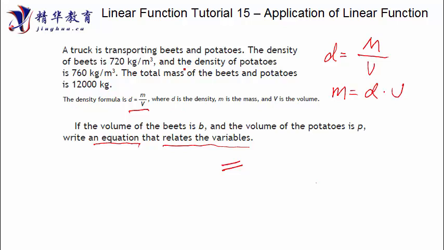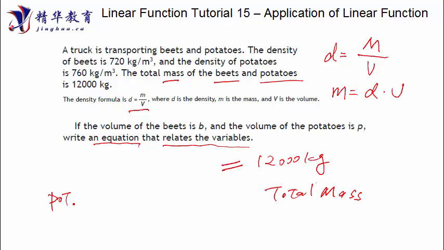So we know the total mass of beet and potatoes is going to equal 12,000 kilograms. That means 12,000 kilograms will be the total mass. What do we need? We need the potato mass plus the beet mass. If we have these, then we can have the equation. Then what is the mass of potatoes? We don't know. What else do we know?